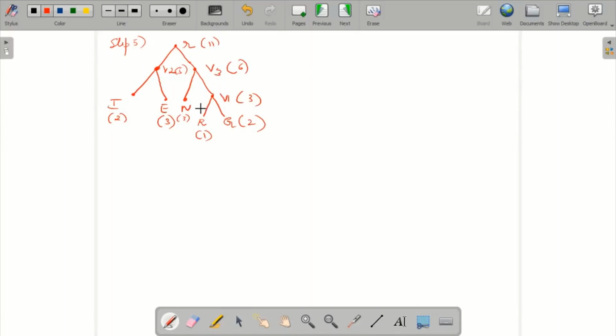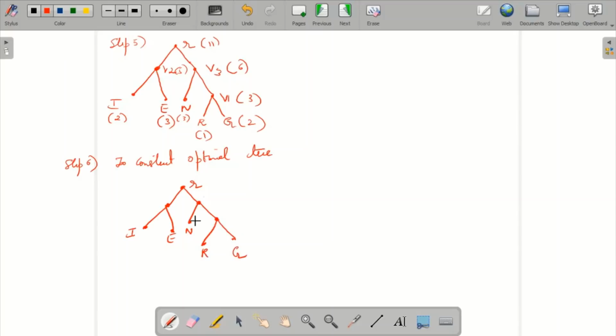Now we are going to draw the final tree we get. This step 6 is to construct the optimal tree. In this optimal tree, we remove all these vertices and weights, and replace them with binary values. That vertex whatever is there will be removed. Then you write the alphabet I, then E, and over here n, and then v1 we are not going to write, and then r and g. Put the binary values: a left branch will be 0, and if it is a right branch it will be 1. So this will be 1, this will be 0, this will be 1, this will be 1, this will be 0.